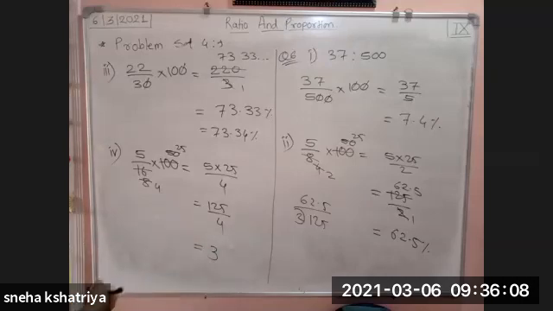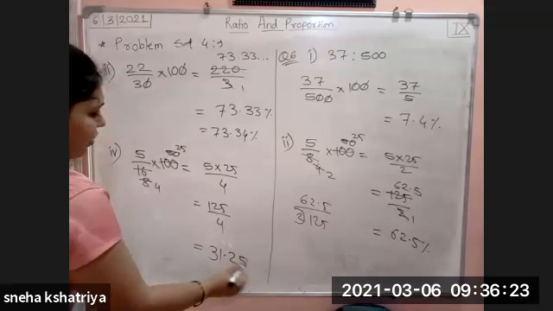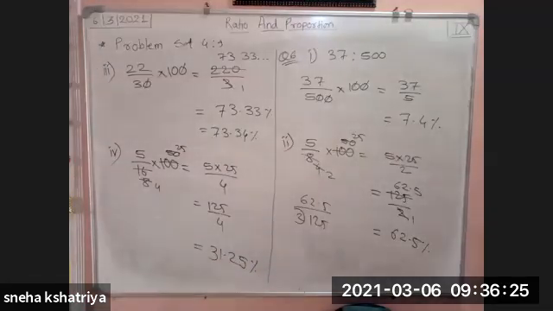Again divide by 4 here directly. 4 3s are 12. 4 1s are 4. 1 remains, 0 will come, so point will come, 10. Again 4 2s are 8. Then 2 will remain, again 0, 5. So 31.25%. You can solve it by the proper division method also. You can try this and check whether the answer is 31.24 or 31.25.